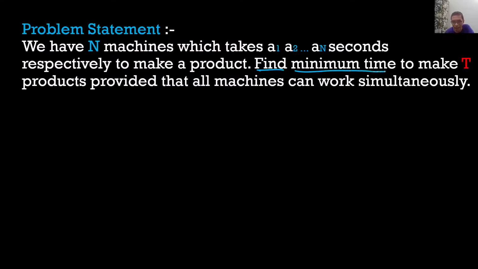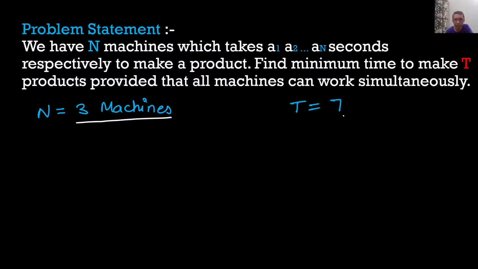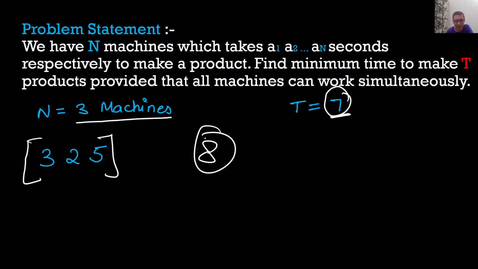Find the minimum time to make t products, provided that all machines can work simultaneously. So we have to find the minimum time to make t products. For example, let's say we have 3 machines and we have to make 7 products, and these are the times taken by these machines to make a single product. In this case, the minimum time taken to finish 7 products would be 8 seconds.